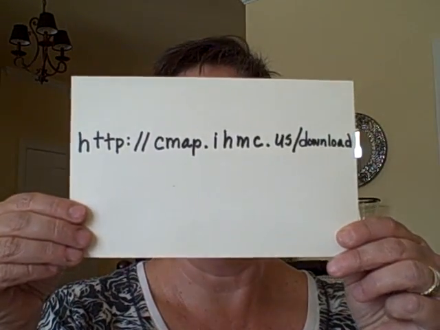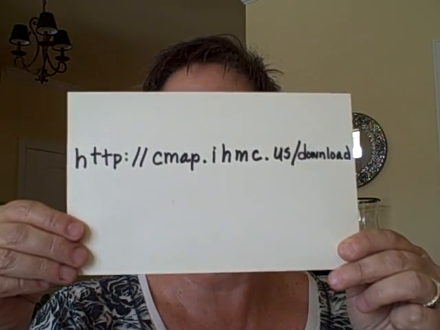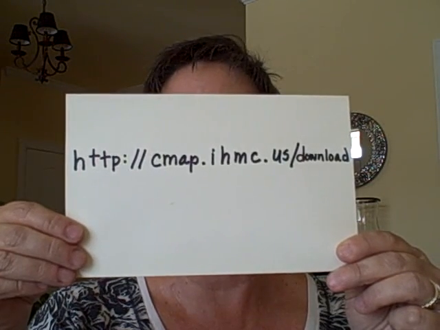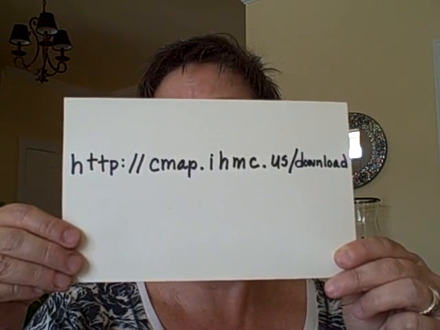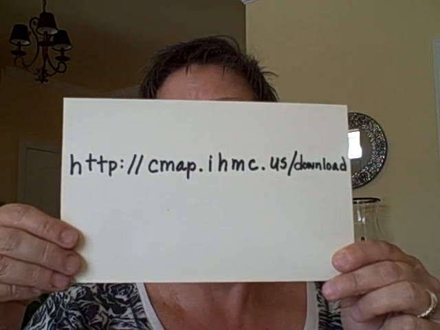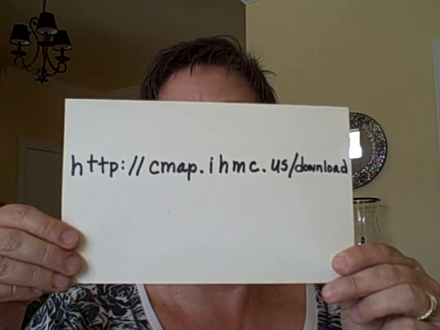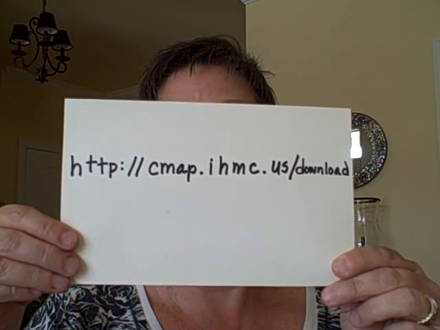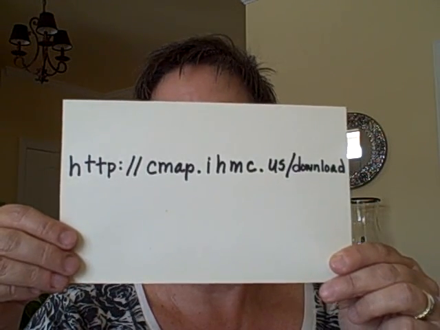This is a website that I frequently use when I want to construct a map. These are fun to use, lots of different colors and ways that you can link. The URL is http://cmap.ihmc.us/download. One word. I hope you'll check that site out.